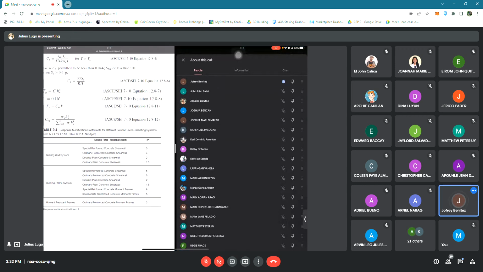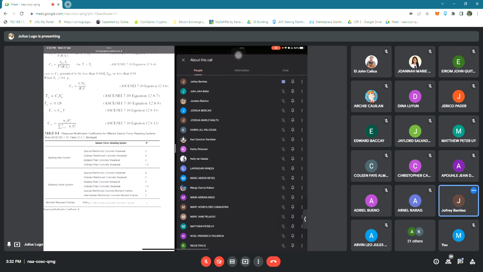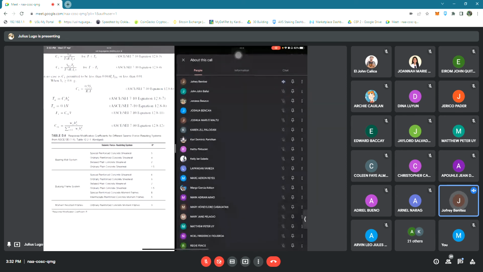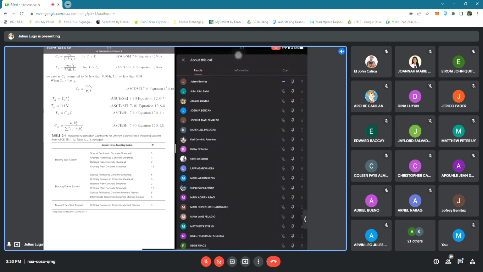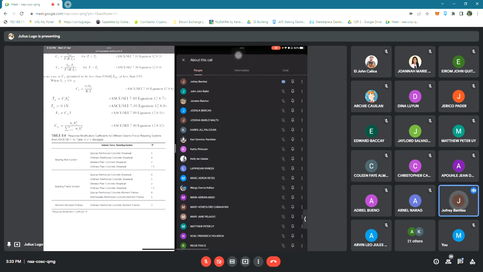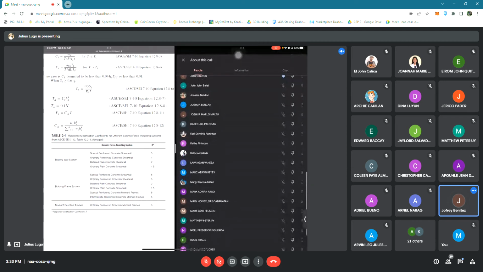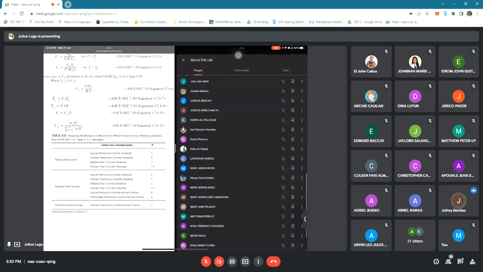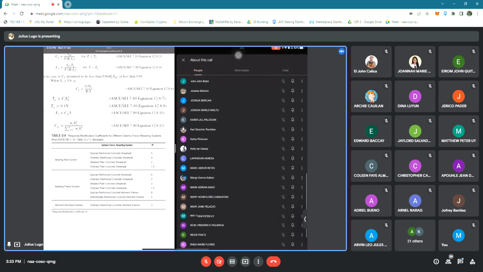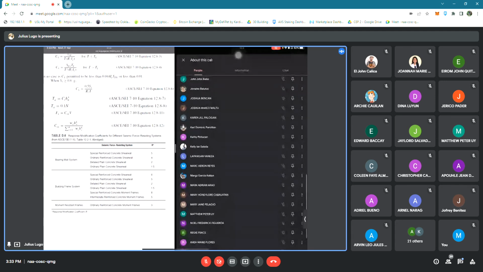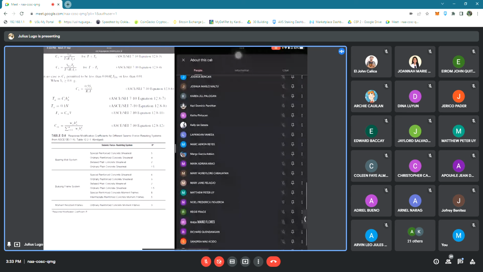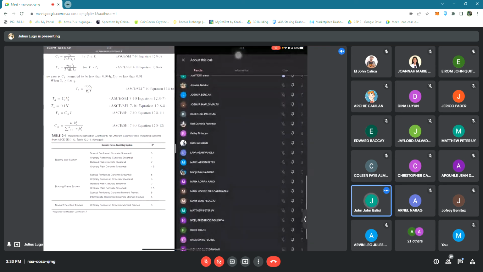Sir. Yung special reinforced concrete moment frame, sir. Yung 8. O, bakit nga 8? Kasi, sir, yun yung mostly ginagamit sa mga seismic loads, sir. Okay. Sige. Mukhang hindi tayo aabot dun sa pinakadulo. Pero later on.